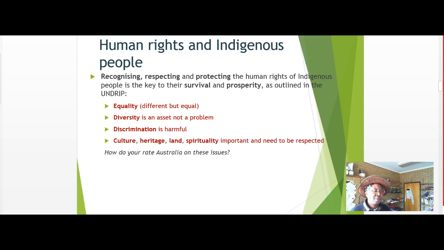Also the importance of culture, heritage, land, spirituality, and the importance of respecting all these aspects that are important to Indigenous people. And you could pause here and ask yourself, how do we rate in Australia in these fundamental issues?